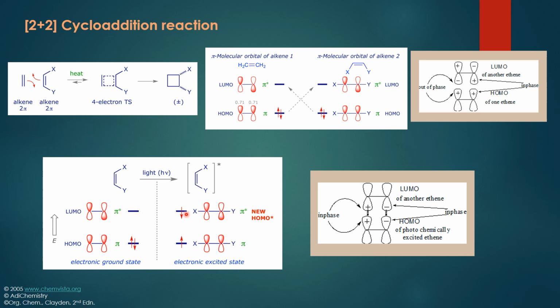Both are pi star orbitals. The HOMO of the excited alkene interacts with the LUMO of the unexcited alkene. That is also pi star. So both have one node, and when they come towards each other, they undergo an in-phase interaction. Since both are in phase, this reaction proceeds smoothly. So the 2 plus 2 cycloaddition reaction is a photochemically catalyzed reaction.